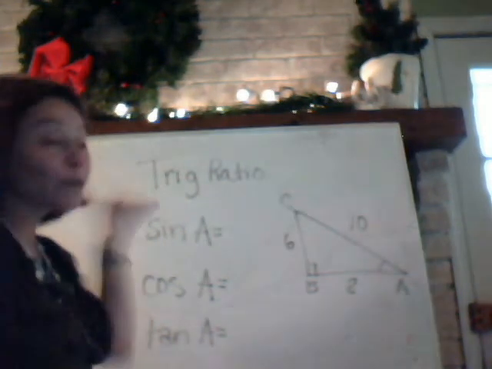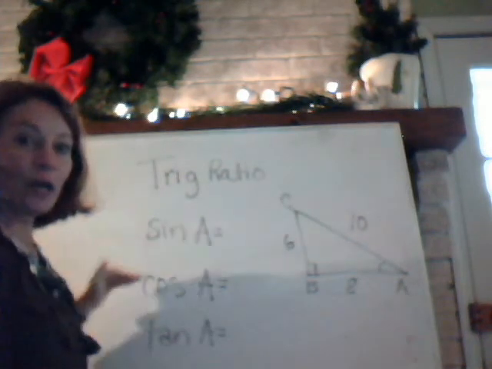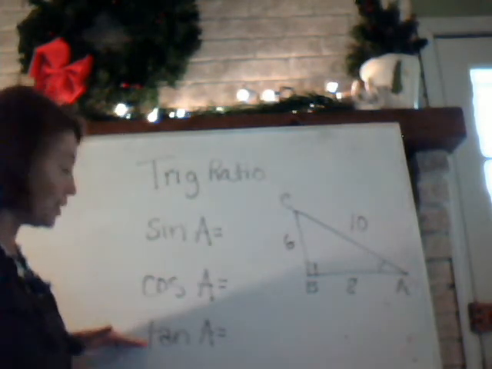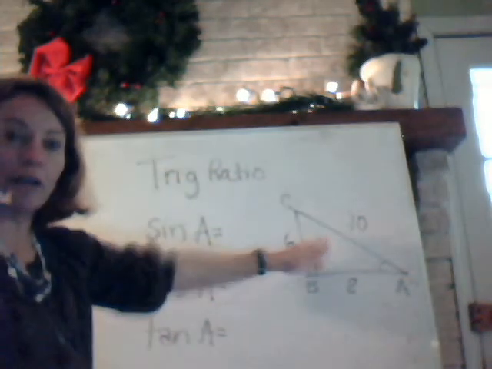Okay, we have three trig ratios that we're learning, and that's sine, cosine, and tangent. And we're going to set up these ratios in relation to this triangle over here.